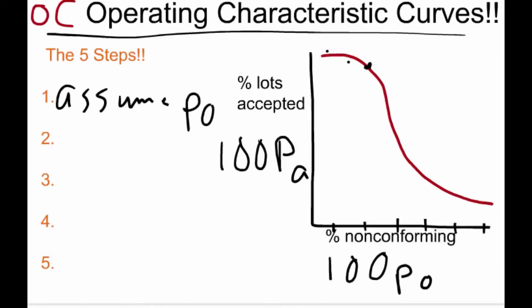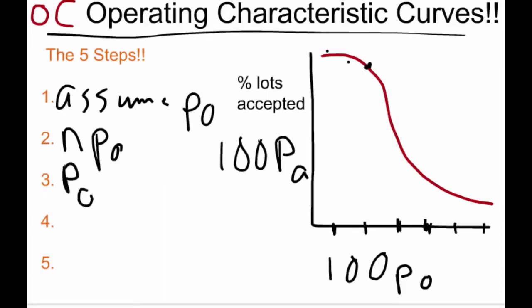Step number 2 is to calculate the NP value. For each of these P values, we're just going to multiply times how many we have in our sample size. The third step is to obtain the PA values. Step number 4 is my favorite part because this is when we get to plot this data.